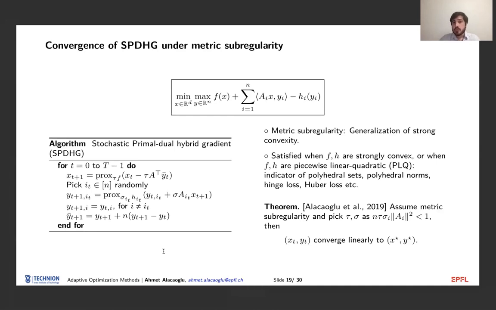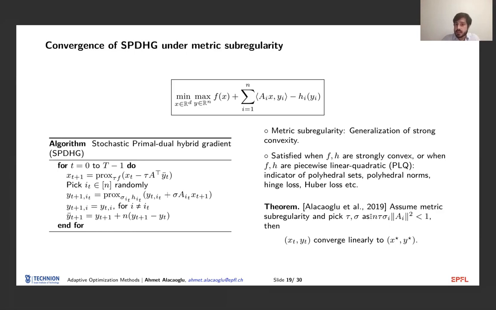For that, we are going to use an assumption called metric subregularity, which is essentially a generalization of strong convexity, similar to error bound conditions that we have for minimization. The only thing we have to know about this assumption is that it's quite general. It is satisfied for the strongly convex case, so it covers the previously known results applicable to the strongly convex setting. But this assumption also holds when f and h are piecewise linear quadratic functions, abbreviated as PLQ. PLQ has quite a broad number of examples, which include indicators of polyhedral sets, polyhedral norms such as the L1 norm, hinge loss, and Huber loss, which includes many of the loss functions that we use in practice.